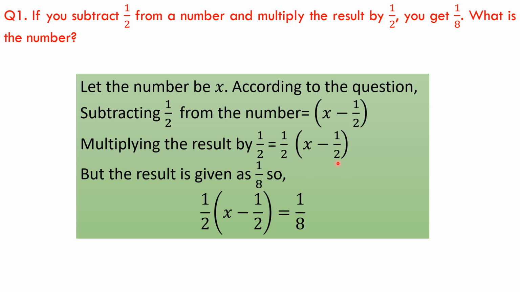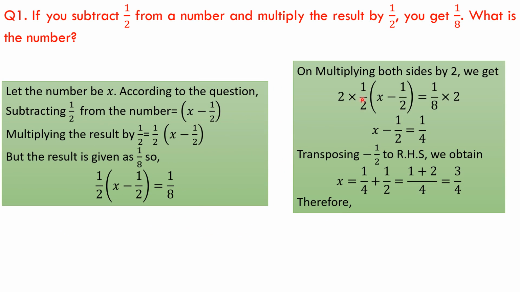But in the question it is given that the same number becomes 1/8. So this expression is equal to 1/8. In the equation form it can be written as 1/2 into bracket x minus 1/2 equals 1/8. On multiplying both sides by 2, यहाँ लेफ्ट हैंड साइड में 2 से 2 कैंसिल हो जाएगा एंड वी गेट 1/4 ऑन द राइट हैंड साइड.